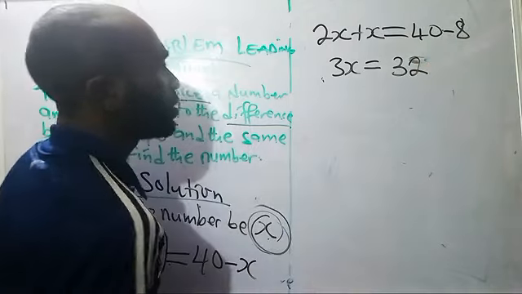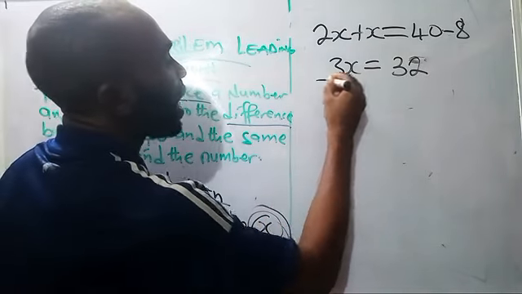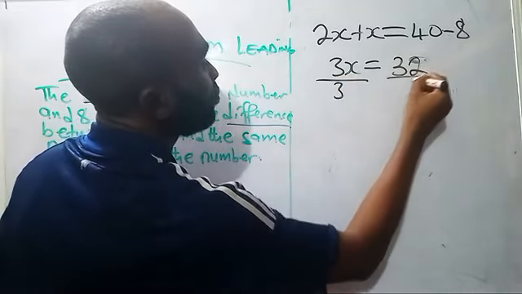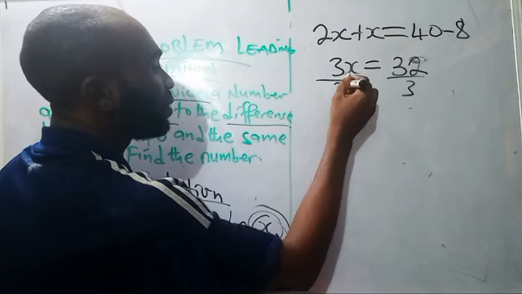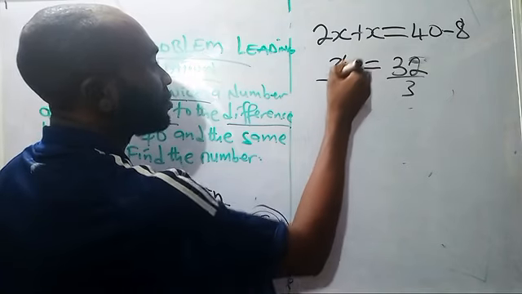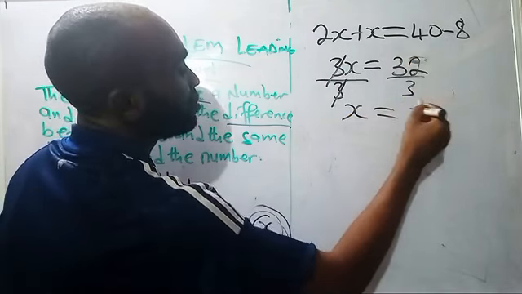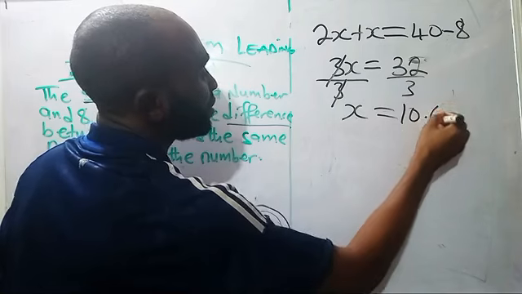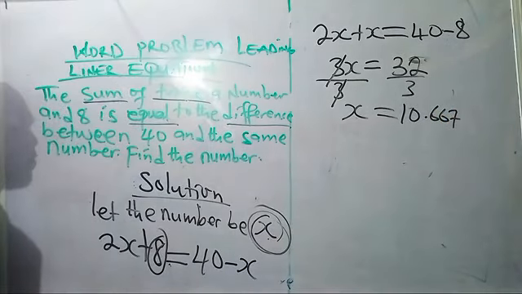Now, the question says to find the number. So I will divide by 3 on both sides so that the number stands alone. 3 divided by 3 is 1. Then 32 divided by 3 gives me 10.667, and that will be the number.